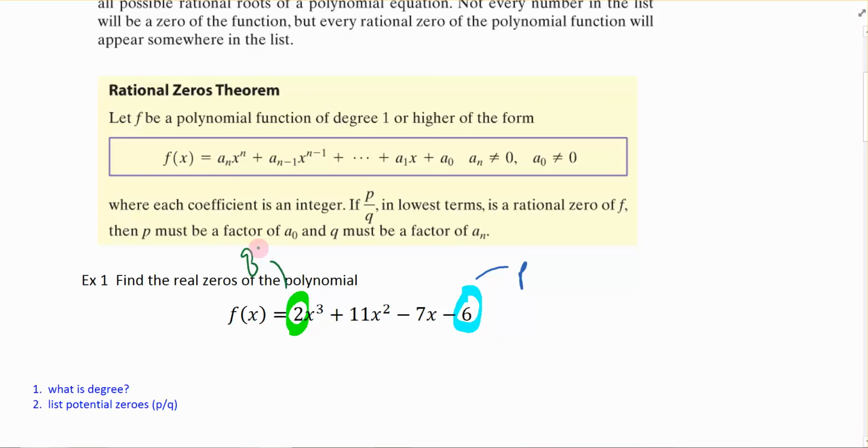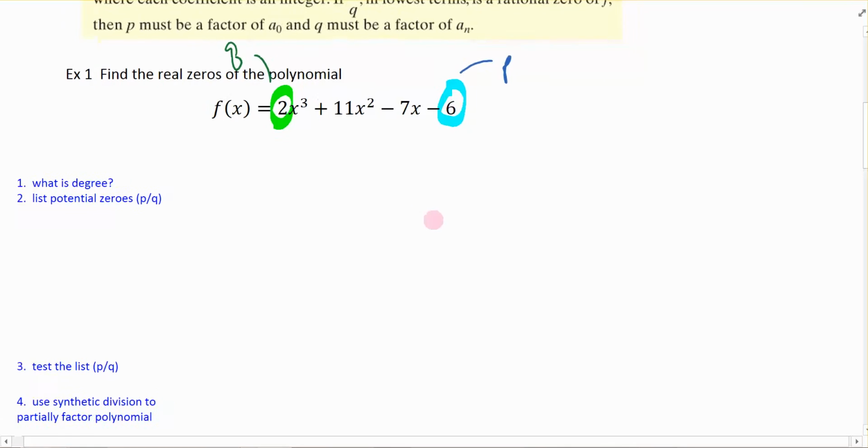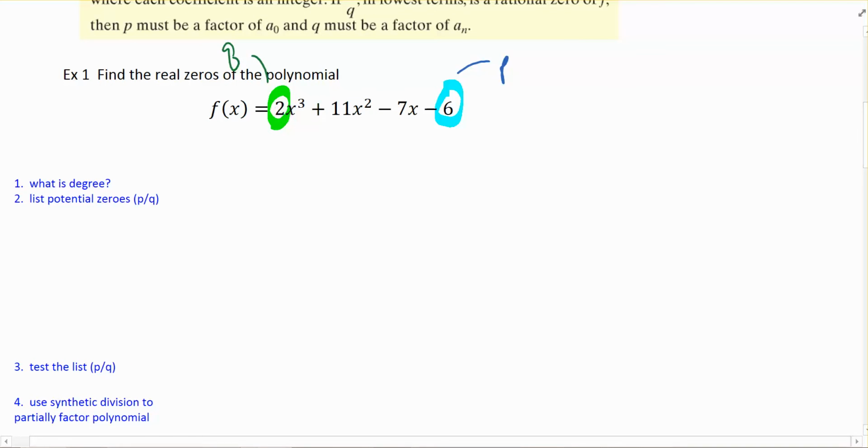To find out what the zeros are, we're going to go through a couple of steps. First, let's determine the degree of my polynomial. It is a third degree polynomial, and that tells me that I will have at most 3 real roots. That's important. I may not have all 3 of them, but I will have at most 3.